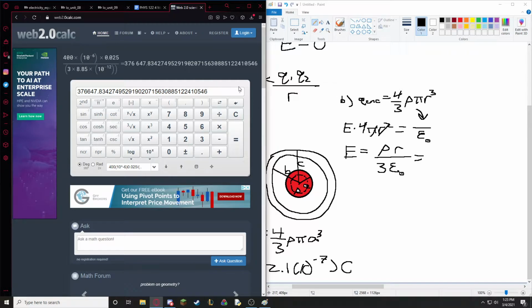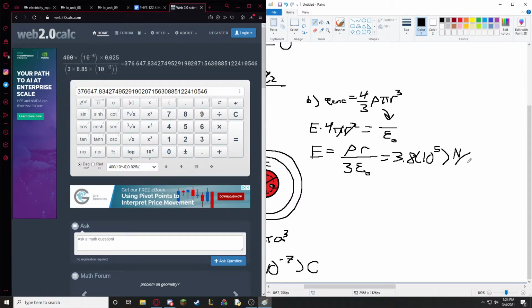We plug it all in, and we get an electric field of about 3.8 times 10 to the 5. And what's the SI units for electric field? Newtons per coulomb? Yep. Newtons per coulomb. Or does anyone know another way we can put our electric field? Newtons per coulomb is the main one, but there's another way we can use volts. Yeah, volts per meter, right? Yep, exactly, volts per meter. But I'll just leave it as newtons per coulomb.